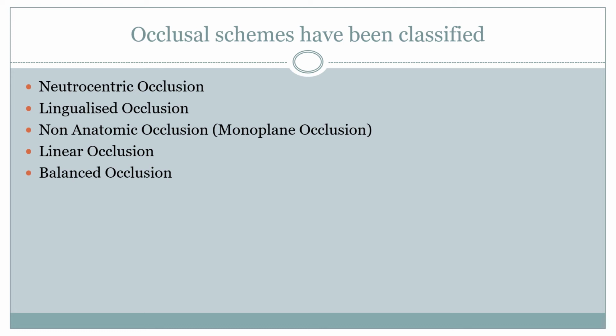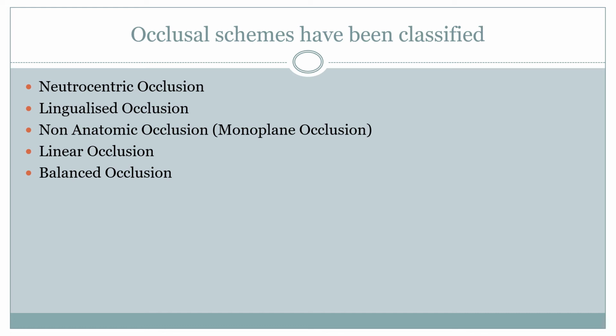So in the centric relation position or on the balancing side, you will see that they're just gliding one over the other. The cusp-fossa relationship is not seen in this kind of occlusion.